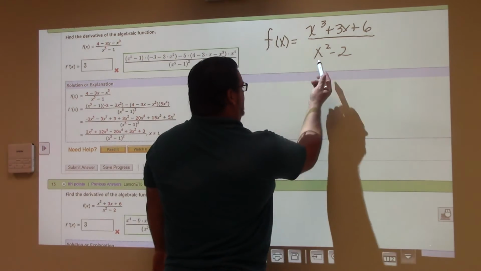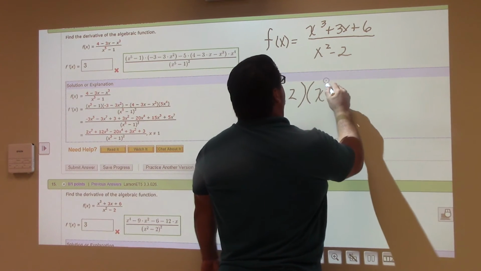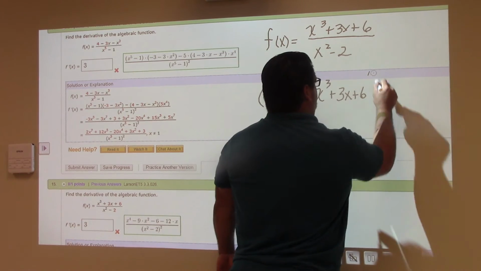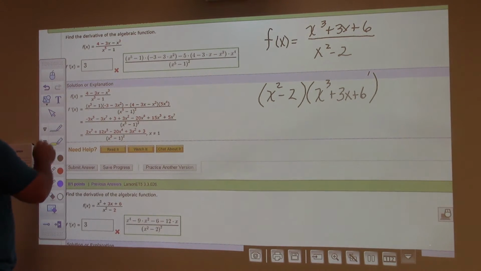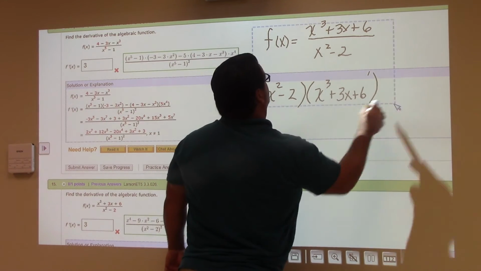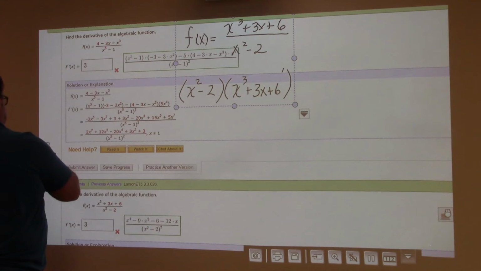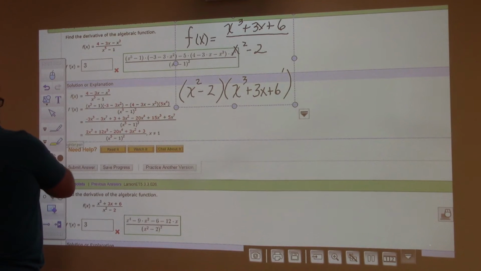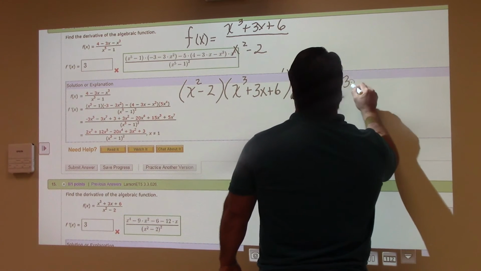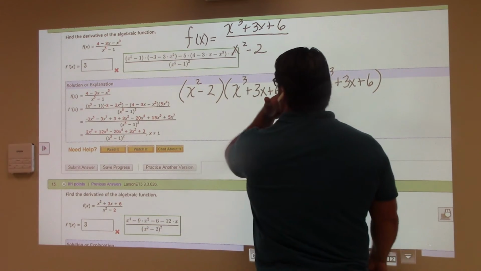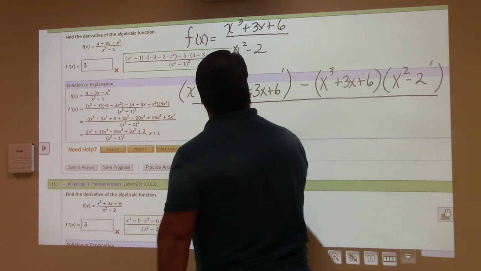So, denominator times numerator prime, I'm giving up on the colors. x to the third plus 3x plus 6 prime, minus numerator times denominator prime, over denominator squared.